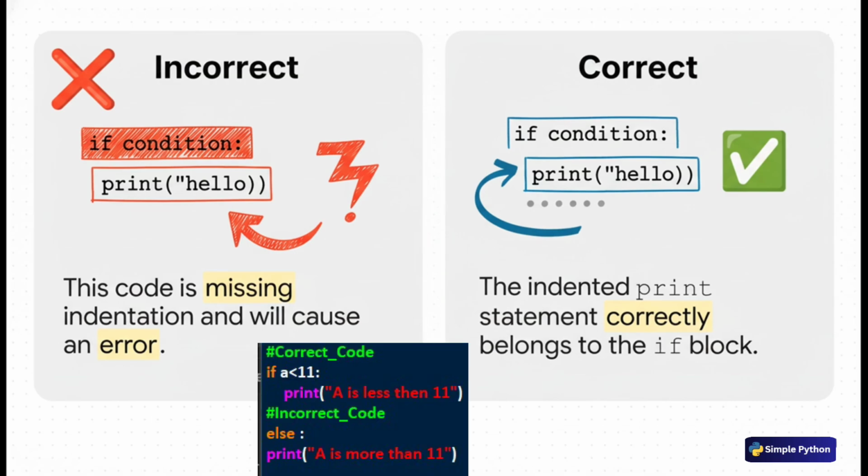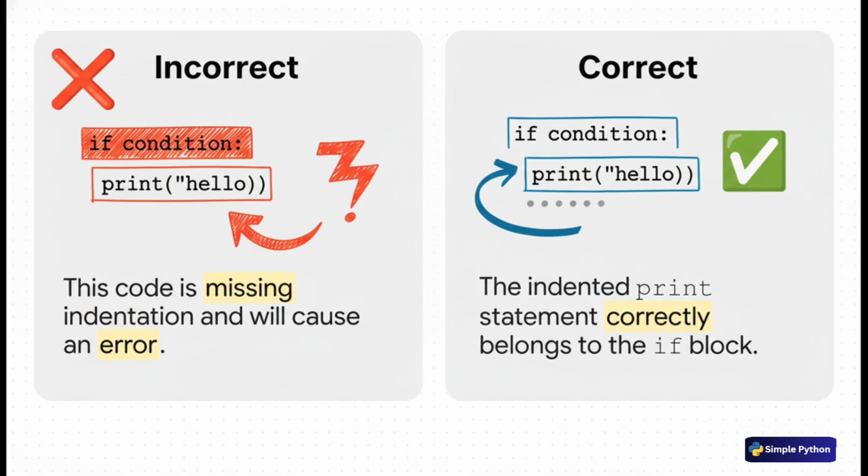Look at the example on the left. The print statement isn't indented. Python will see that and just throw an error because it has no idea that print is supposed to belong to the if statement. But on the right, with that correct indentation, usually 4 spaces, you're clearly telling Python, hey, this print statement, it's part of the if block right above it.